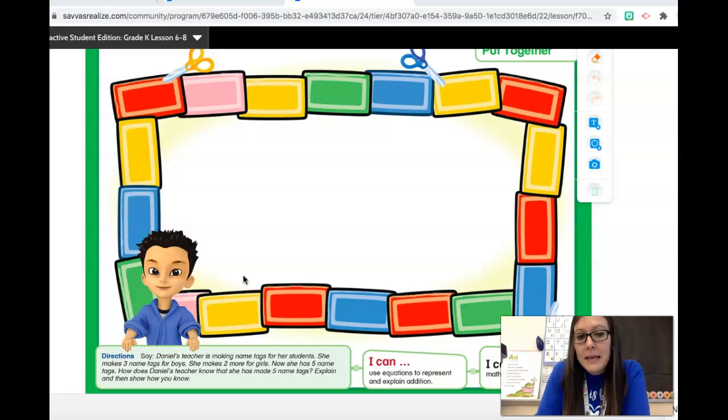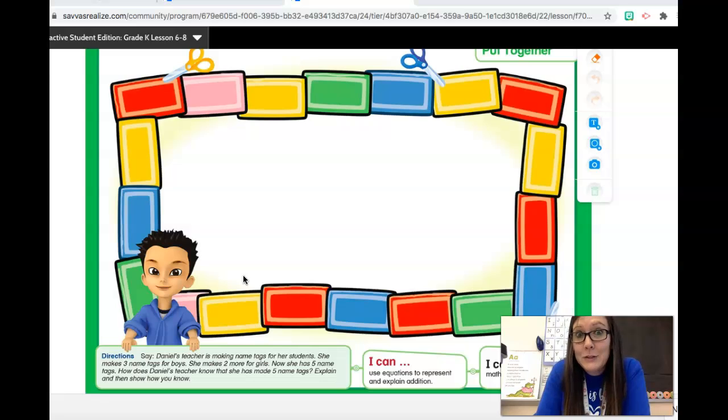Daniel's teacher is making name tags for her students. She makes 3 name tags for the boys. She makes 2 name tags for the girls. Now she has 5 name tags. How can Daniel's teacher know that she made 5? Show how you know.